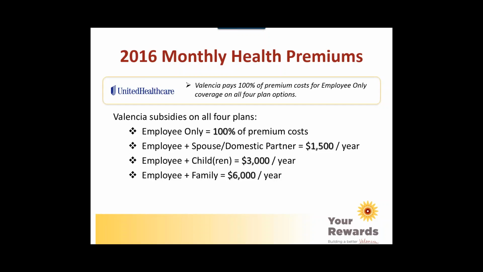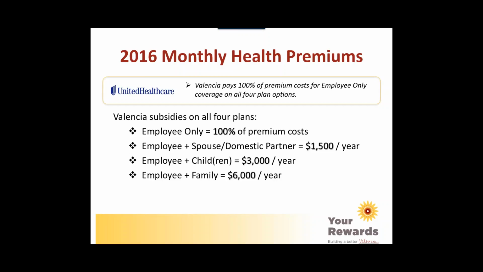dependent coverage as well. So you'll notice on the slide that if you do cover your spouse or domestic partner, we will be subsidizing $1,500 a year toward the coverage. If you have children on your plan, we will be subsidizing $3,000 a year. And if you add your family, which includes your spouse and children, it would be $6,000 a year that we're subsidizing.